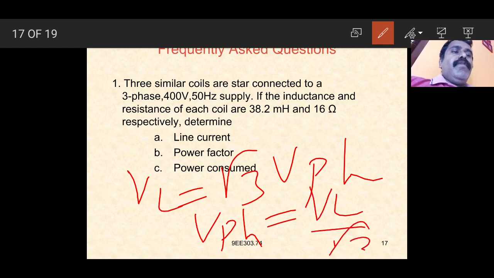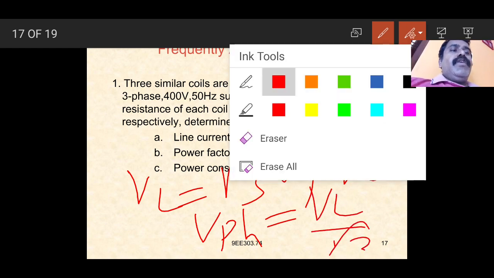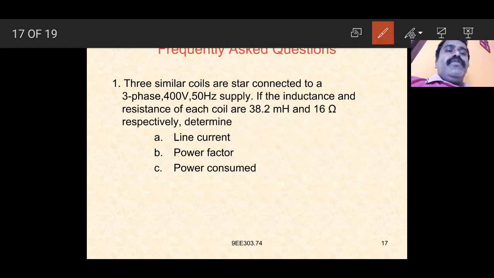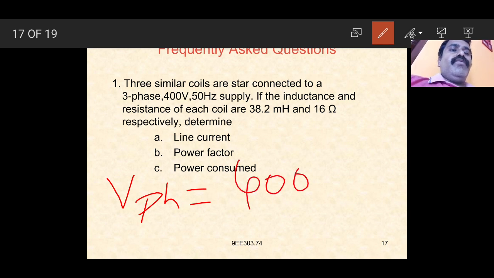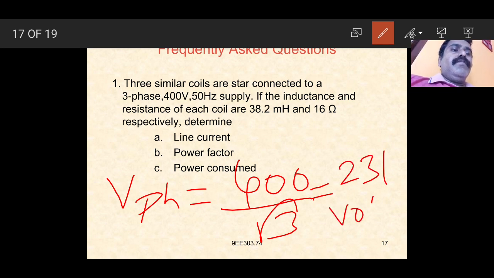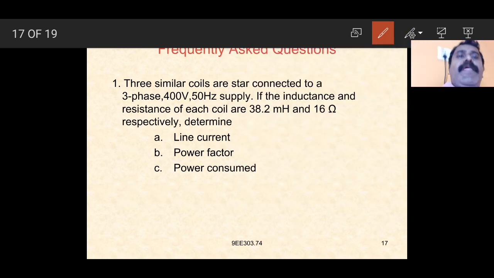So already we did these problems. VL is nothing but 400. Therefore V phase is equal to 400 divided by root 3, which we get as 231 volts. Next we can find the line current, that is IL.